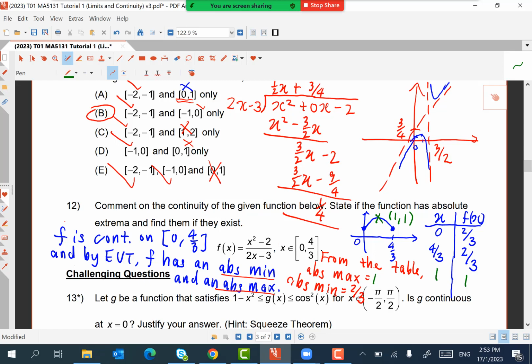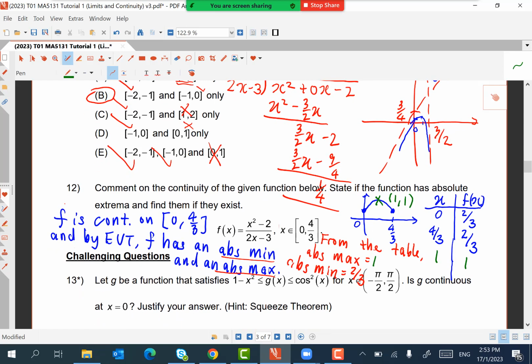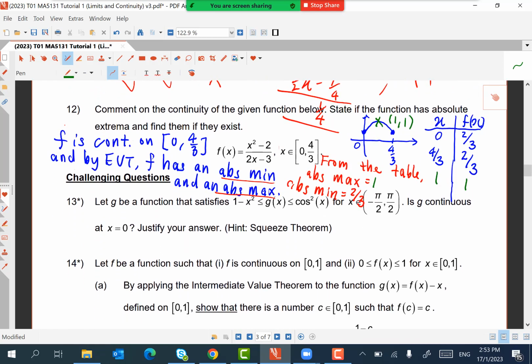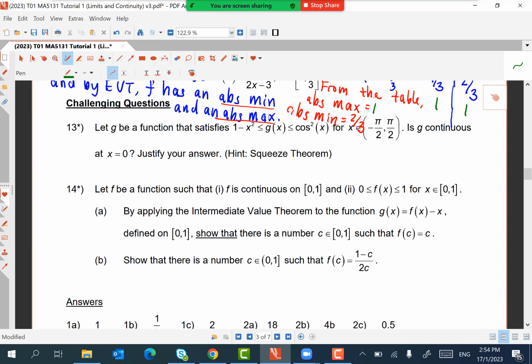Any questions to raise? Anybody? Kenneth, any question raised by them? No, not that I can see. Okay, let's move on to question 13 and 14. Are you ready? You all have the question paper, right? So you can all refer to the question paper.